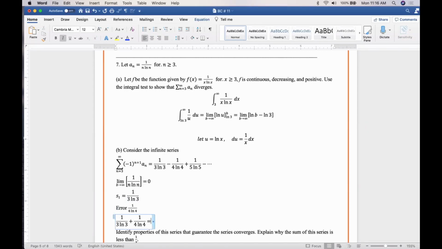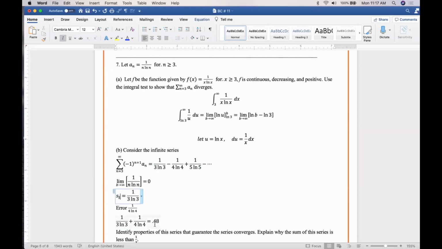I got 0.48. 0.48, that means it's bigger. Then you have to do this using more than one term. I added one term only, and I got that, right? How about if I make it two terms?